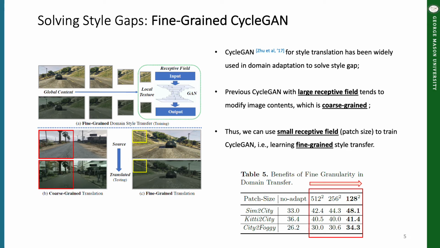To solve the style gap, we propose the fine-grained CycleGAN. CycleGAN is a widely used style translation tool that has been proposed before. However, we found that for object detection tasks, the previous CycleGAN usually has a large receptive field, and it tends to change the backgrounds and the details too much, which is pretty bad for object detection adaptation. So we use a small receptive field regulation, and thus propose fine-grained style translation by CycleGAN. As this table shows, with a finer receptive field, we actually get increasing domain adaptation performance.